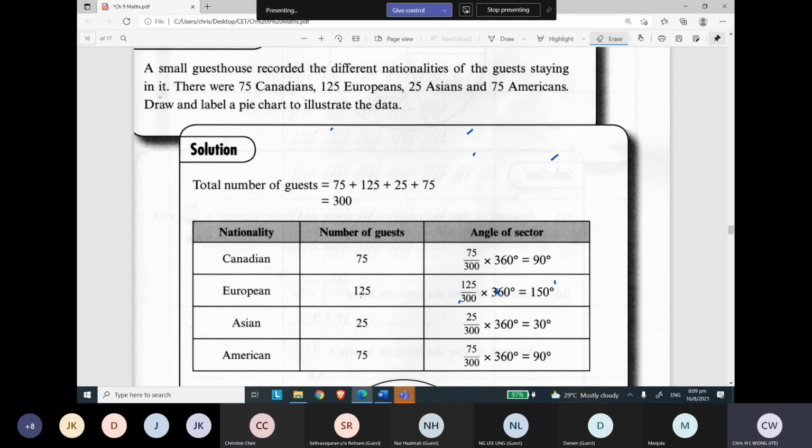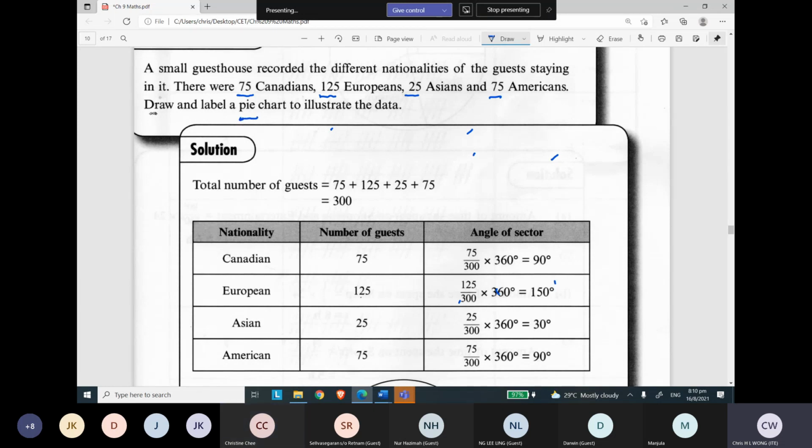You have 75 Canadian, 125 European, 25 Asian, 25 American. You are supposed to draw the chart to represent that on the pie chart now. Why pie chart? Because they say use pie chart, so you have no choice.